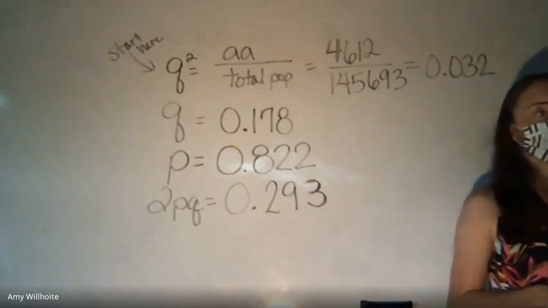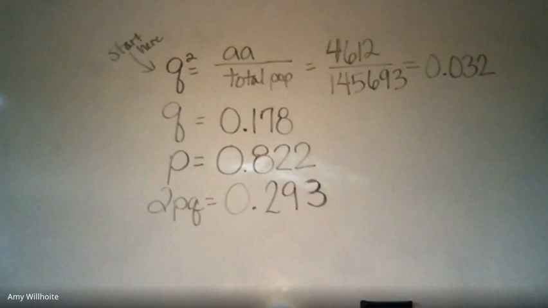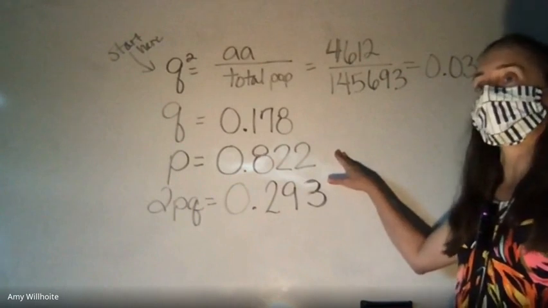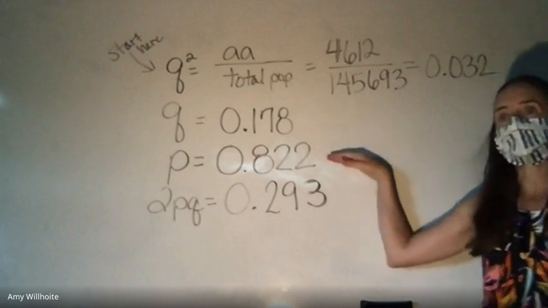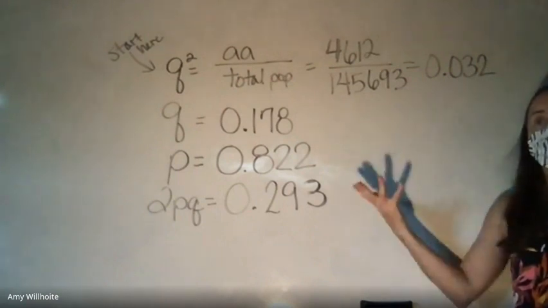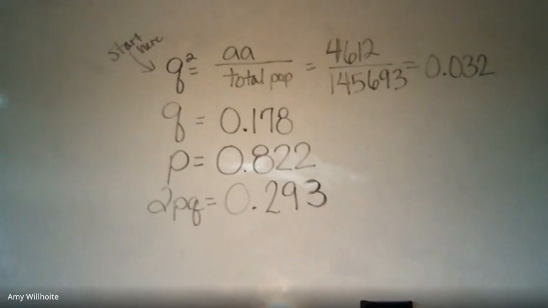Okay, so questions? Yes, Sam. How did you get P? Okay, because on the formula sheet it says P plus Q equals 1. And really that makes sense because this is my recessive allele and this is my dominant allele. So if I know my frequency of my recessive, out of 100%, the rest of them have to be P. So yeah, that's how I got that. So I just subtracted 1 minus Q.